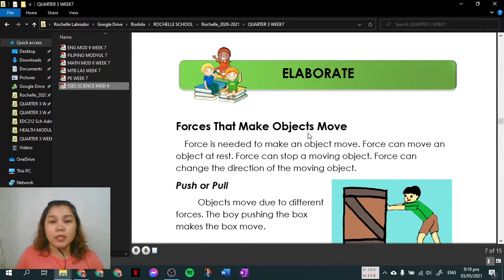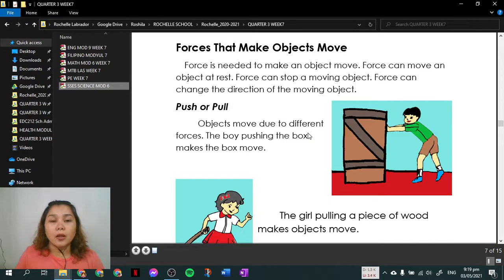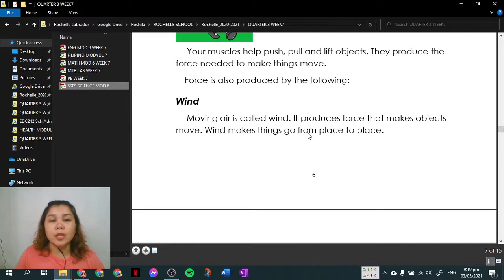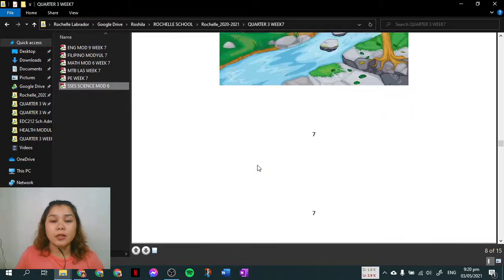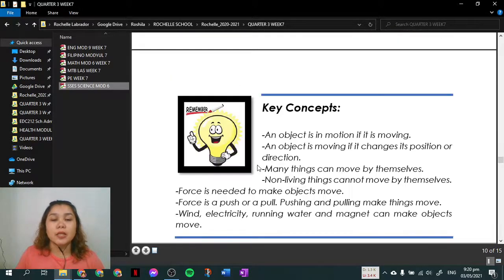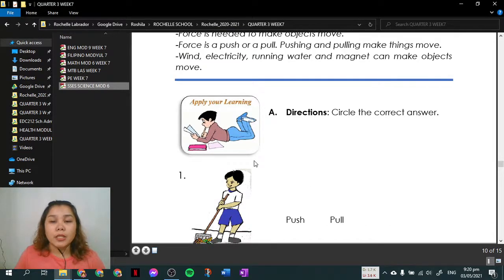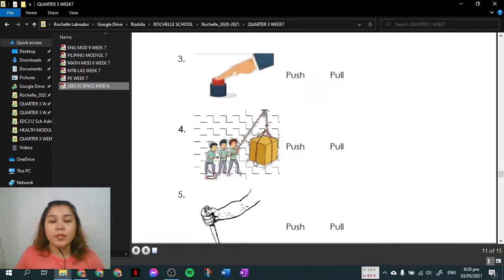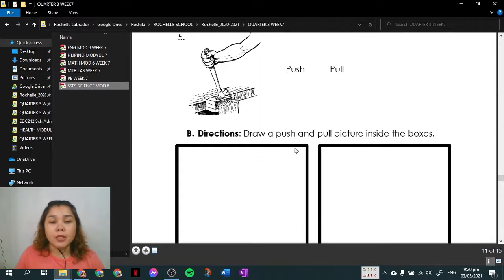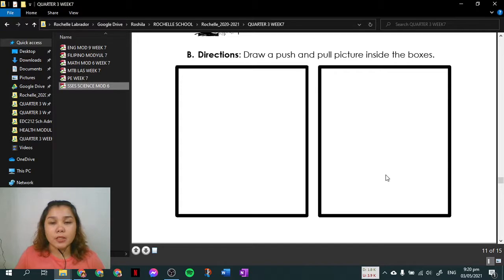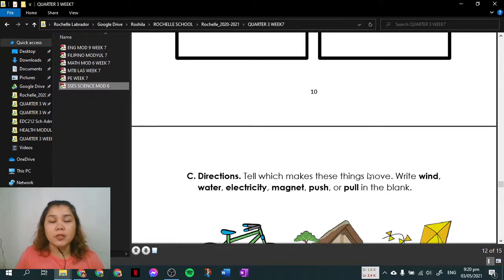and then followed by explain with 2 questions. Next is elaborate, the discussion part about the forces that make objects move, like push or pull, and added with other forms of force, or force produced by wind, running water, electricity, magnets, and then the key concepts, or the summary, and then apply your learning, circle the answer for this part, and then for part B, draw a push or pull picture inside the boxes. So simple pictures, simple drawing only.